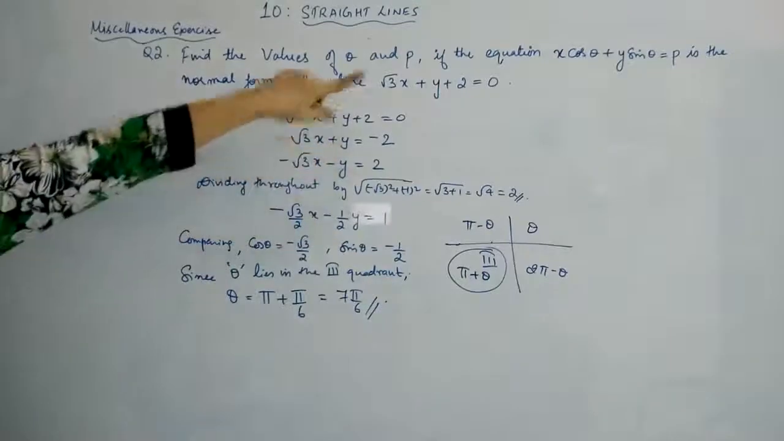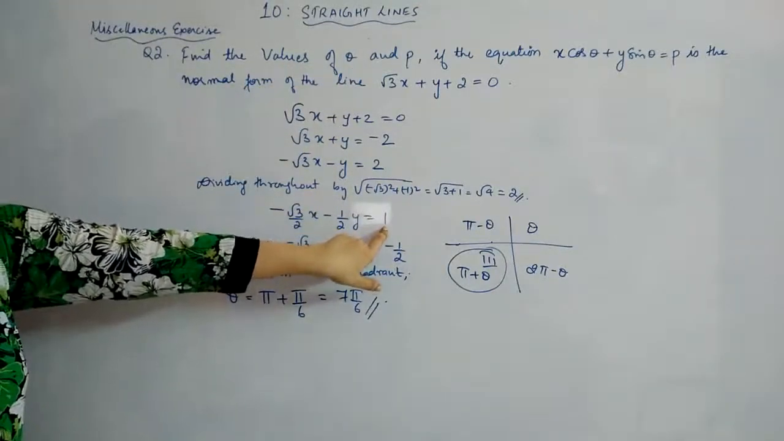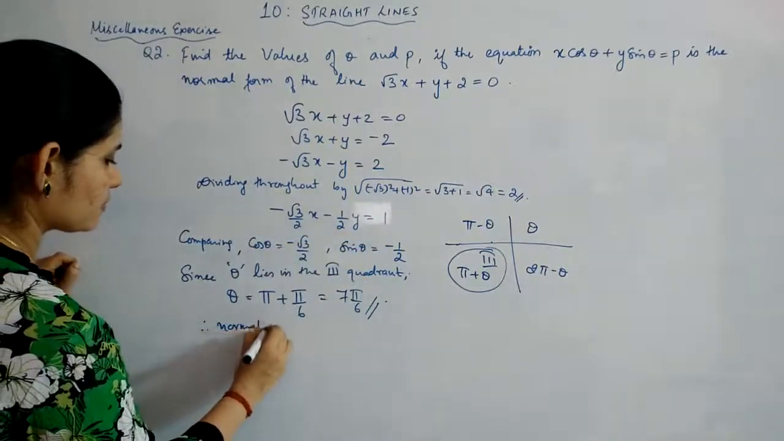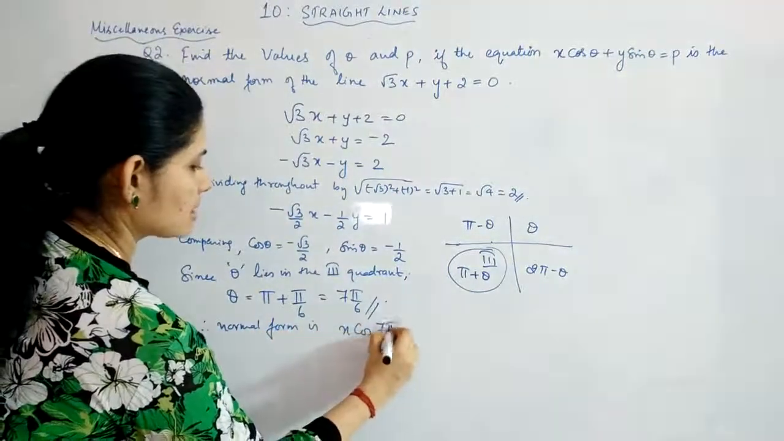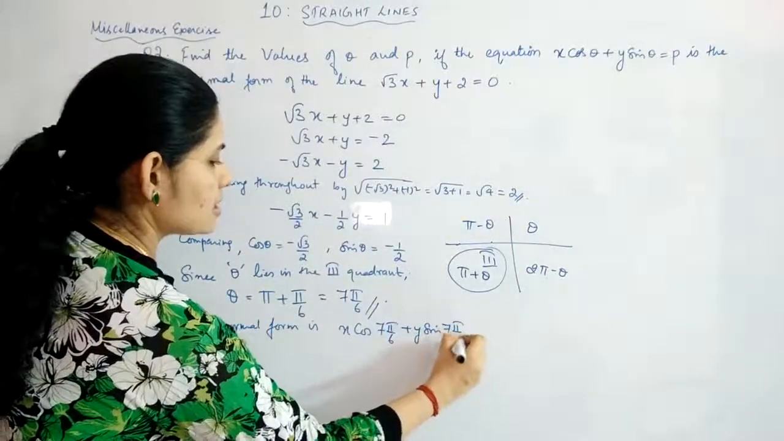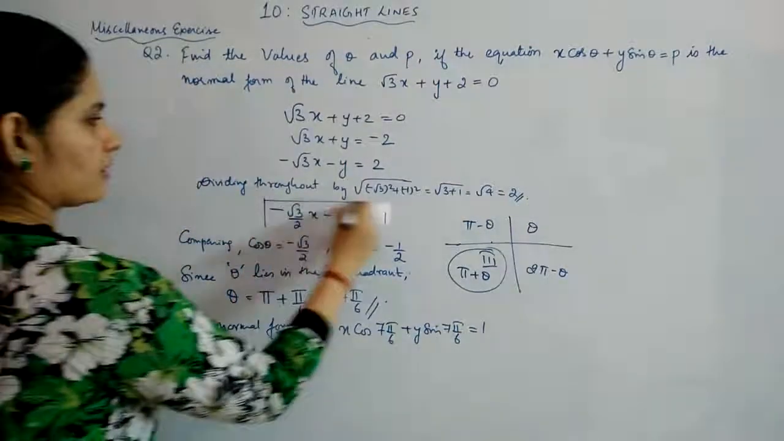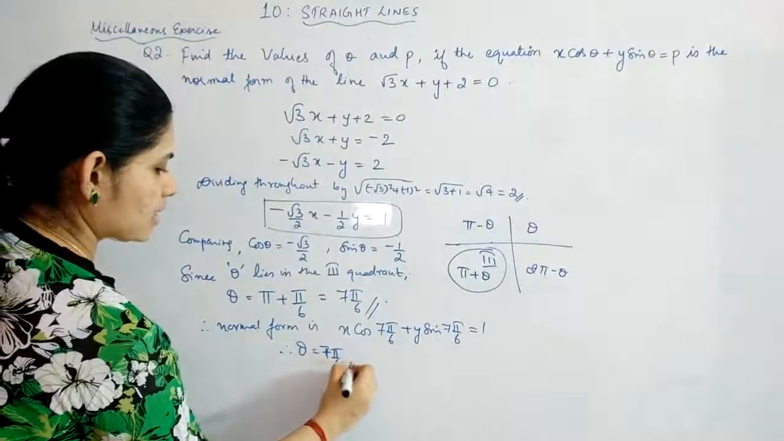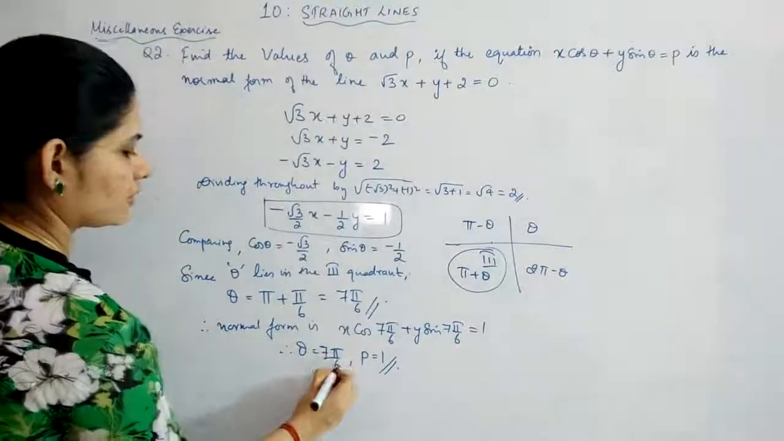Comparing with the normal form, you can just see that instead of p, you have 1 here. So the value of p is 1. Therefore, the normal form is x cos 7 pi by 6 plus y sin 7 pi by 6 is equal to 1, replacing theta. Therefore, theta equal to 7 pi by 6 and p is equal to 1.